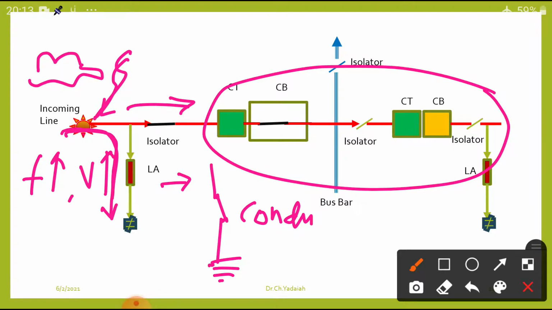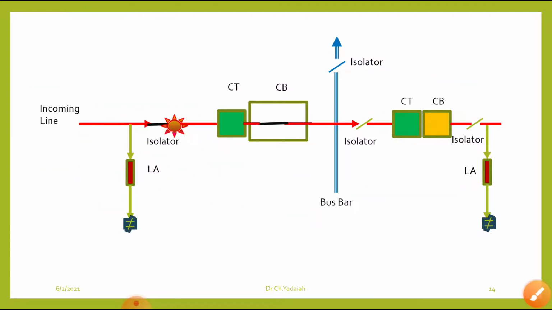For that purpose I am going to use the lightning arresters. Generally, thyrite type lightning arresters, valve type lightning arresters; different companies have different designs. Okay, we are going to learn that in Power System 2.